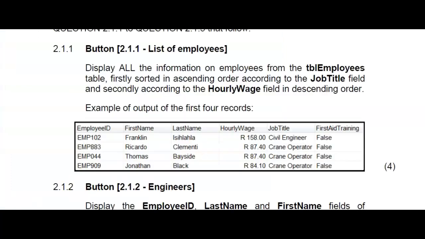This question is often our easy question, and here they just ask you to display all the information on the employees from this table, TBL employees, and that you have to sort it in ascending order according to the job title, and then in descending order according to the hourly wage. Press pause and try it yourself. See if you can get this output. I'll show you the memo soon.